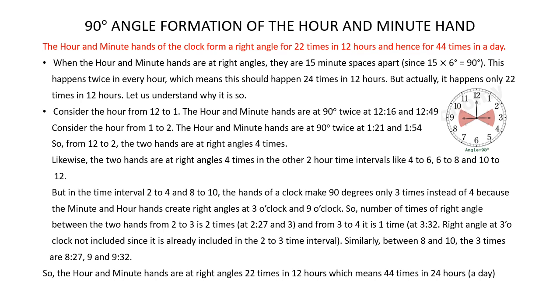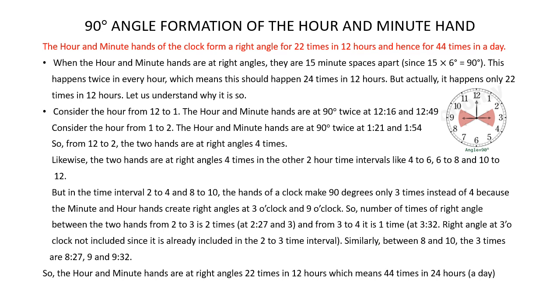Now consider the hour from 1 to 2. The hour and minute hands are at right angles 2 times. Once at 1:21 and the next time at 1:54. So from 12 to 2, the two hands are at right angles 4 times. 2 times between 12 and 1 and 2 times between 1 and 2. So in this 2-hour time interval from 12 to 2, the two hands are at right angles 4 times.